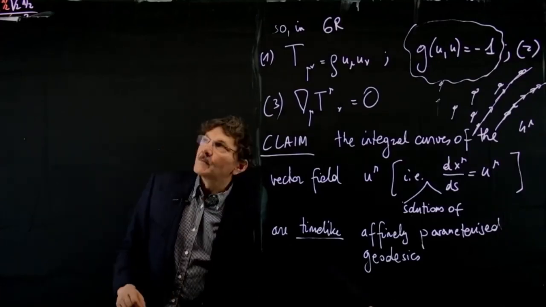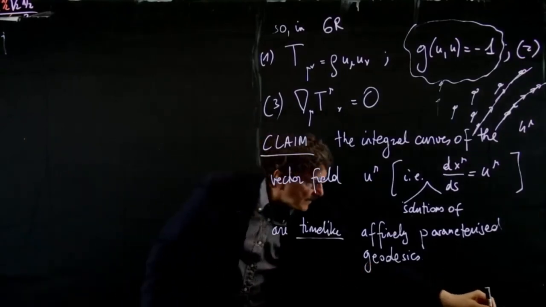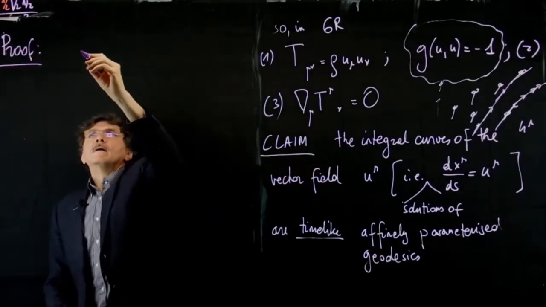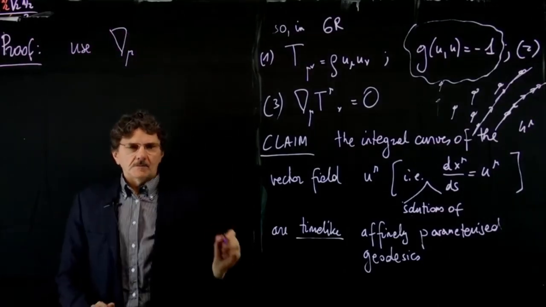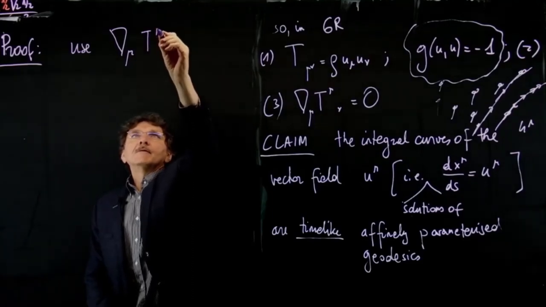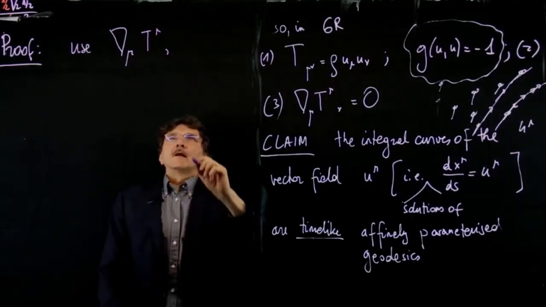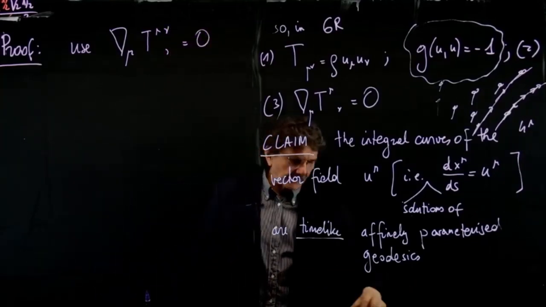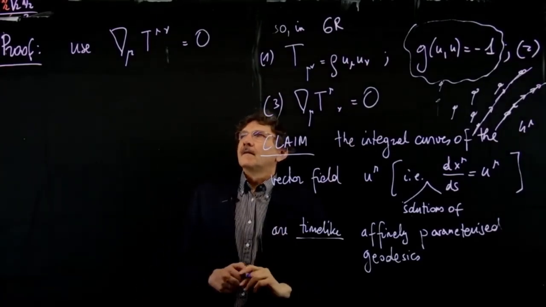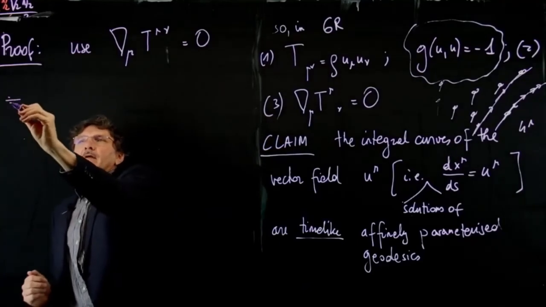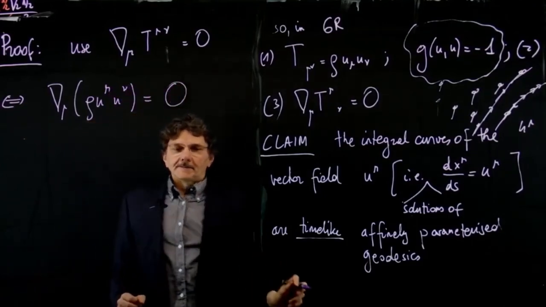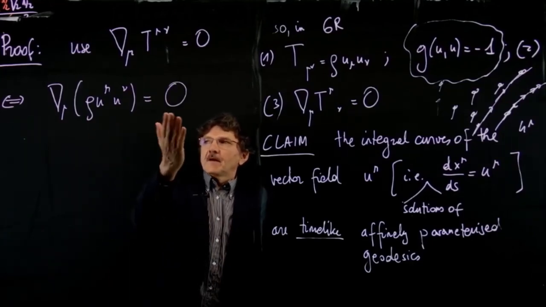And let's prove this, right? So the proof is just: use the divergence identity, d mu T mu nu equals zero. Maybe I'm going to write it like that because the metric is covariantly constant, so whether I write it with an index down or with an index up doesn't matter. So this equation, if I put in the form of the energy momentum tensor, I'm going to get that.